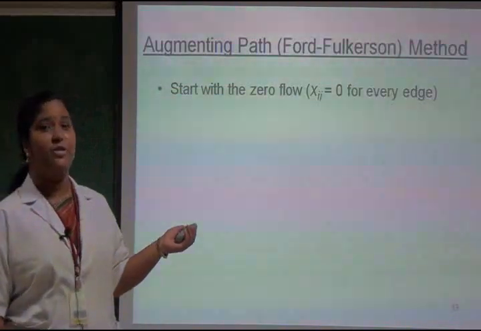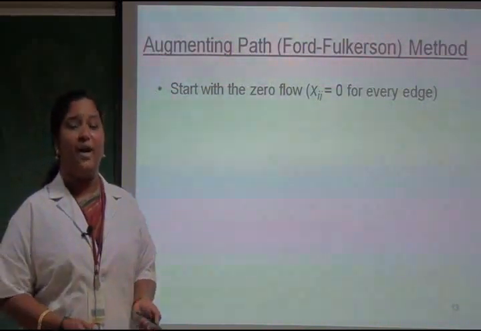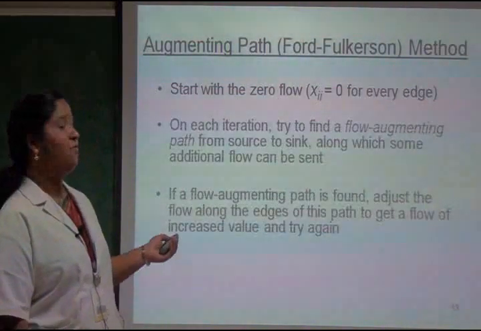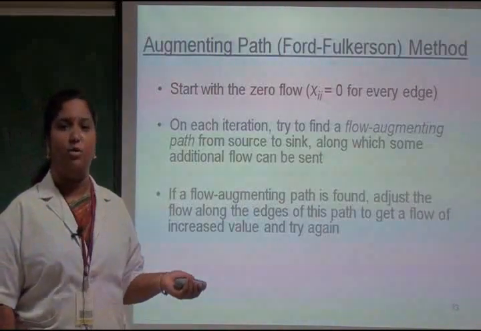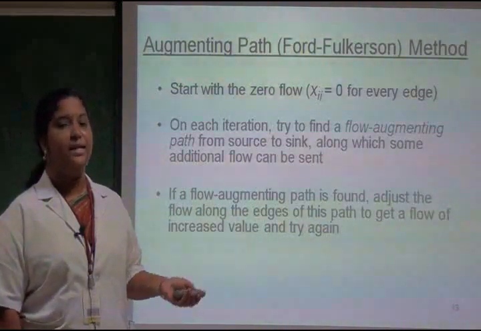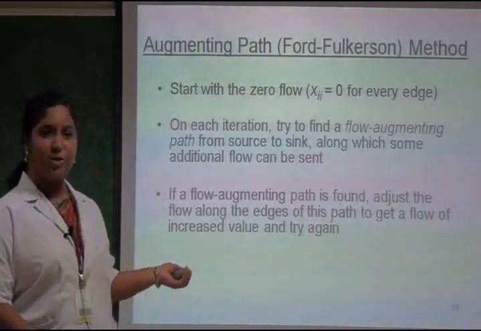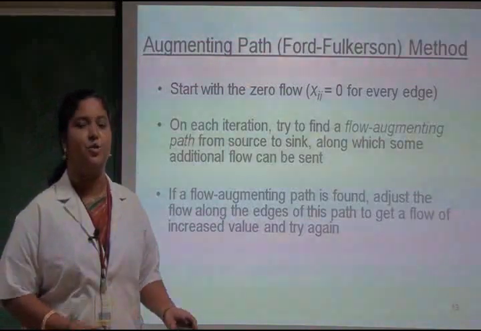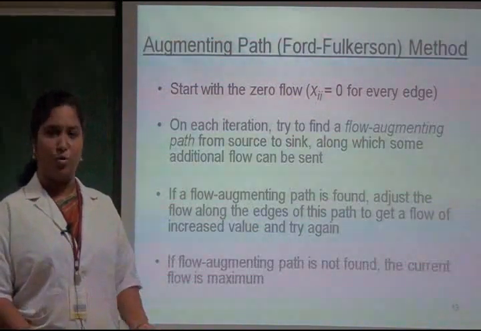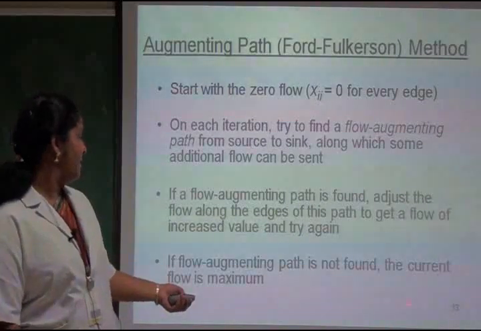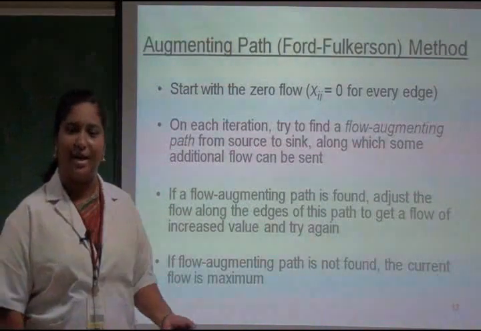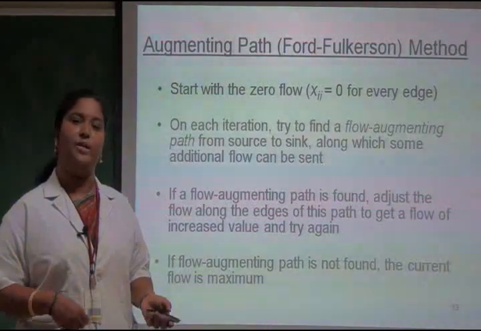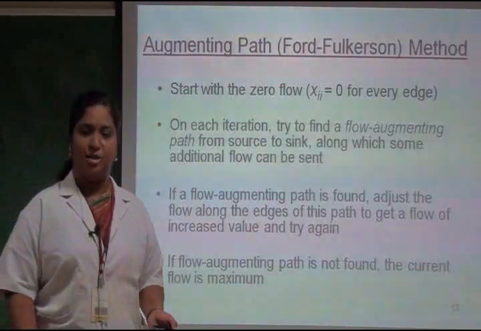The first step is to start with the zero flow, which means that the x value is given as 0 for all edges. The second step is, for each iteration, we try to find one flow augmenting path. If a flow augmenting path is found, we update flow values on all edges accordingly, and this procedure is repeated. When a flow augmenting path is not found, we retain the current flow as maximum and the procedure is stopped. This is the outline of the application of the iterative improvement method to the maximum flow problem.